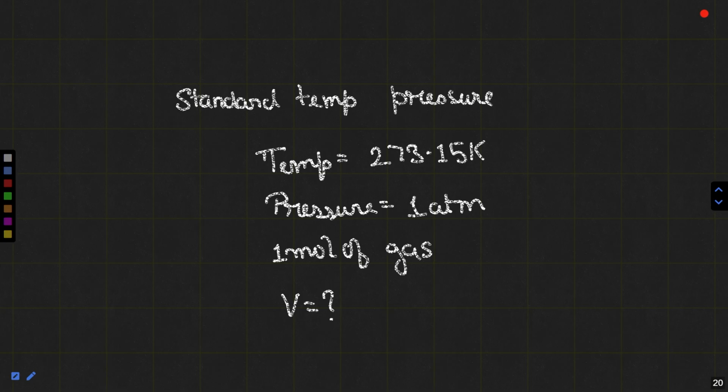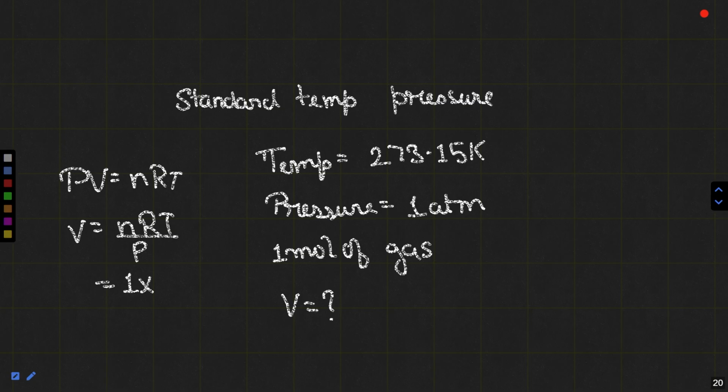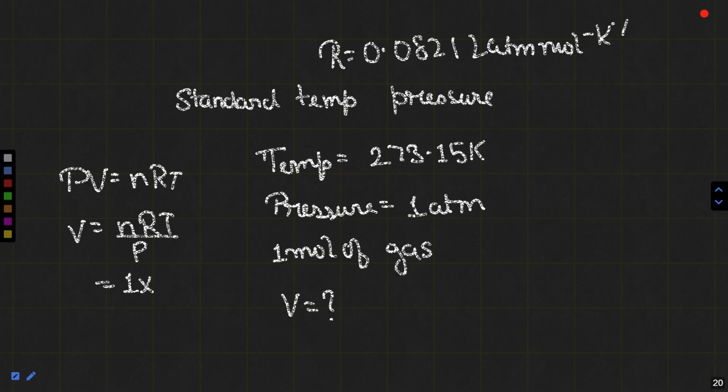Now what will we do? We will use the formula PV = nRT. So volume will be nRT by P. Great. Number of moles is 1. What will be the value of R? Here we take it as 0.0821 liter atm per mole per Kelvin. Why am I taking it in terms of liter atm? Because we have our pressure in atm and we will get our volume in liters, which is used commonly.